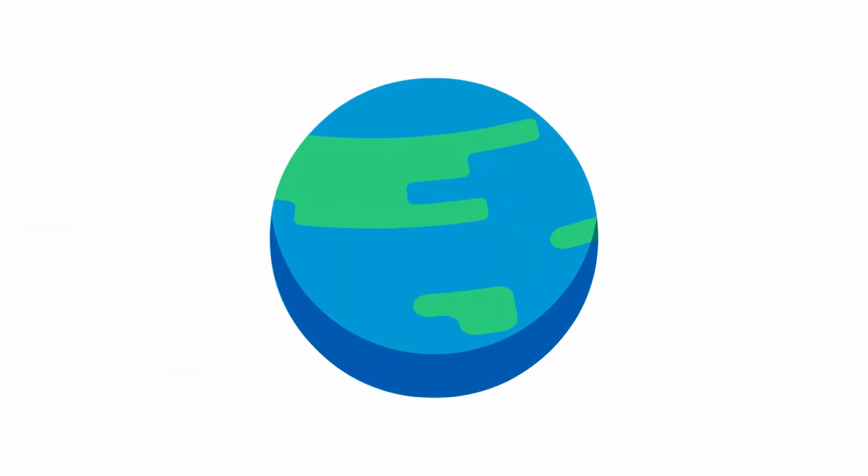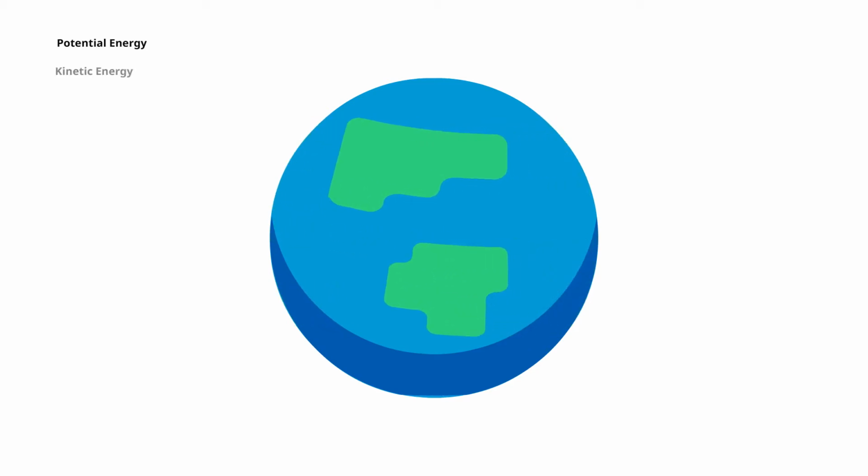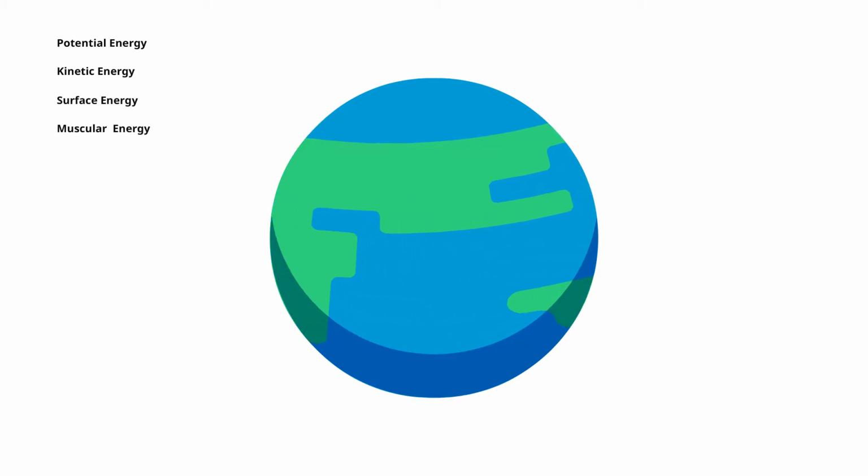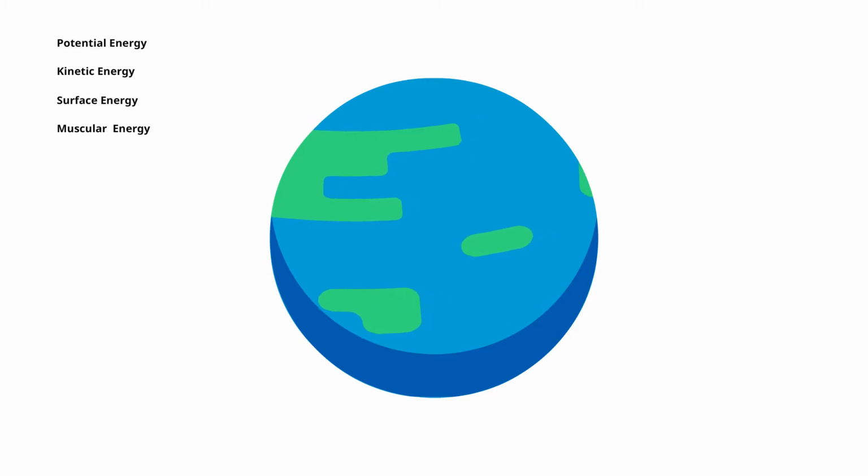There are many, many different types of energy found on Earth. Some are really common, like gravitational potential energy and kinetic energy, and some are quite obscure, like surface energy or muscular energy. Let's briefly talk about some of the more common types of energy, aside from gravitational potential and kinetic energy. This will help us understand how we actually interact with energy all of the time, and how energy constantly affects and alters the world we live in.